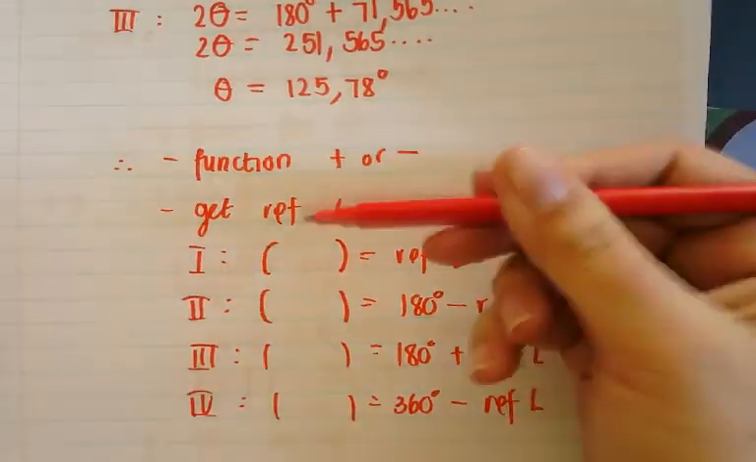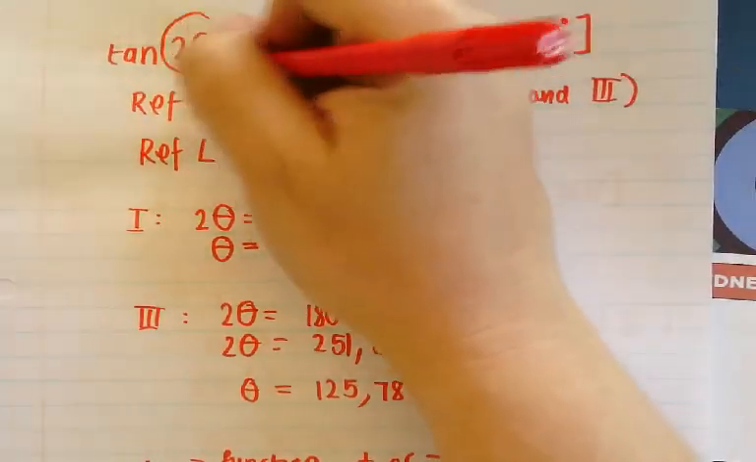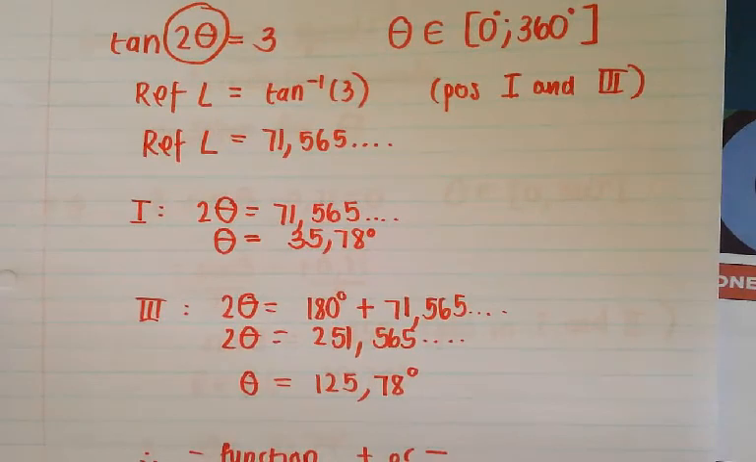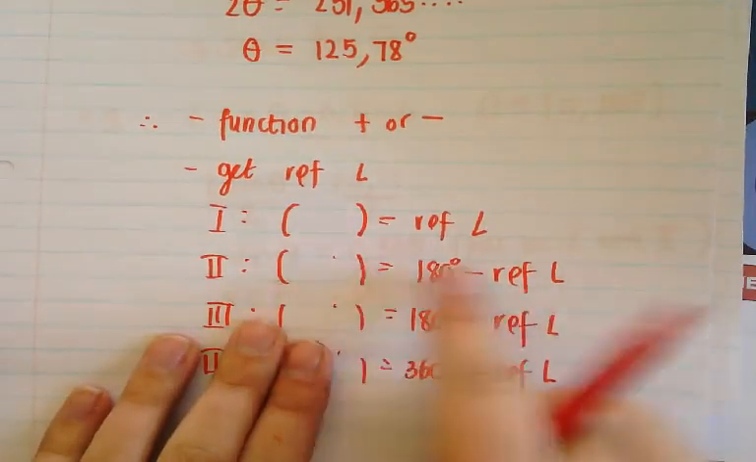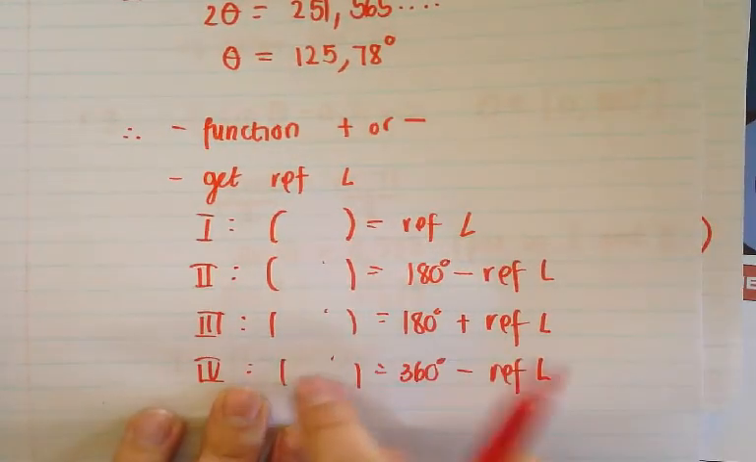What am I referring to in this bracket here? Whatever we are given in that question. So if I give you theta plus 10 degrees, then this would be theta plus 10, theta plus 10, theta plus 10, theta plus 10.